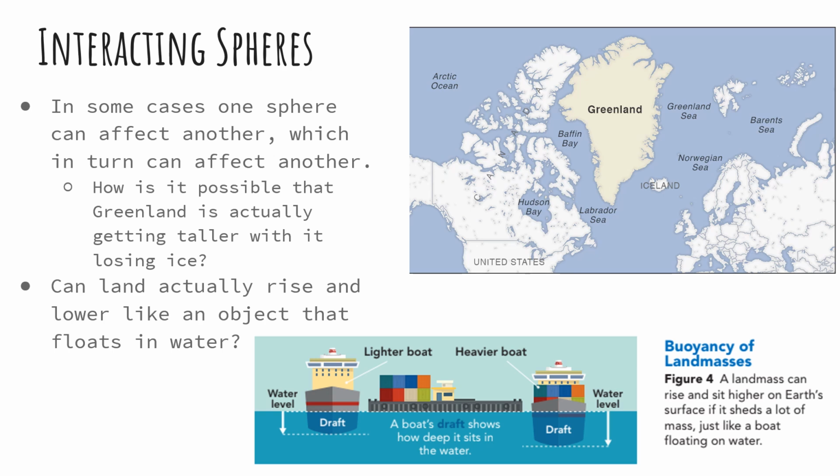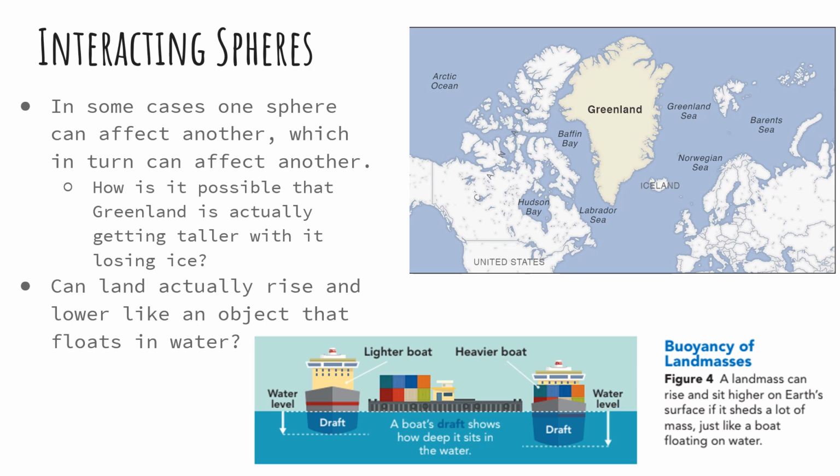Interacting spheres. So in some cases, one sphere can affect another, which in turn can affect another. How is it possible that Greenland is actually getting taller with it losing ice? Can land actually rise and lower like an object that floats in water? So buoyancy of land masses. A land mass can rise and sit higher on Earth's surface if it sheds a lot of mass, just like a boat floating on water.